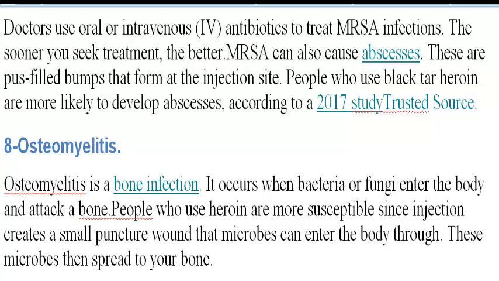MRSA can also cause abscesses. These are pus-filled bumps that form at the injection site. People who use black tar heroin are more likely to develop abscesses, according to a 2017 study. 8. Osteomyelitis. Osteomyelitis is a bone infection. It occurs when bacteria or fungi enter the body and attack a bone.